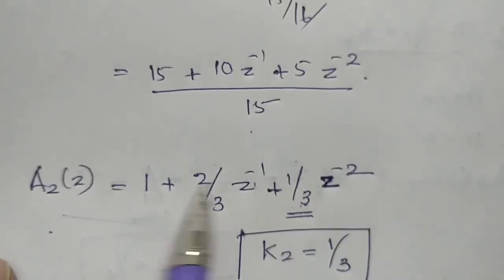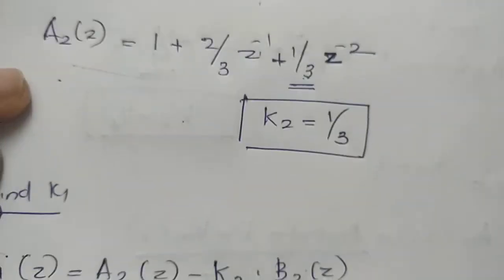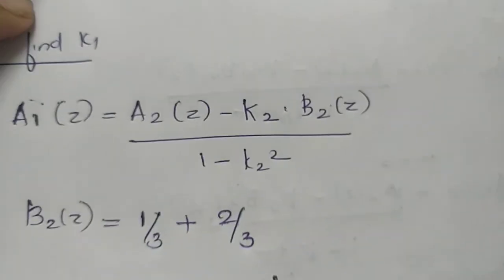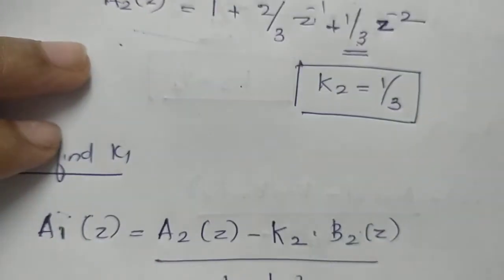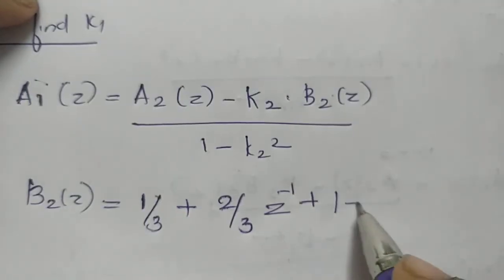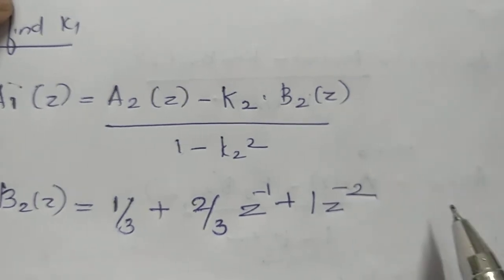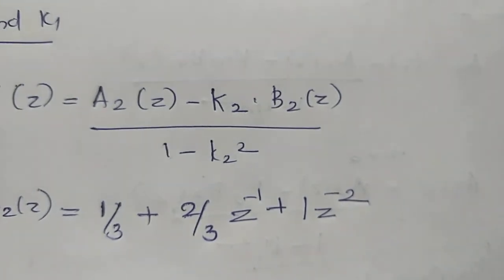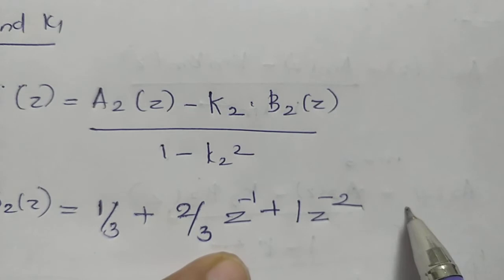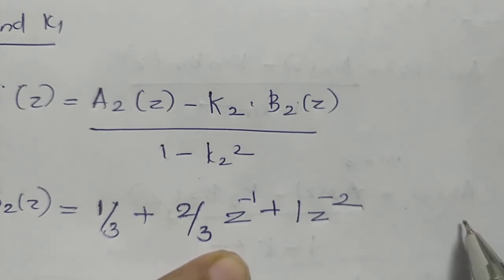If you consider it in the reverse direction, that is 2 by 3, then z inverse. Then the third term is 1, so plus 1 z raised to minus 2. If there is one more term, write a constant, then z raised to minus 3. Then plus another constant z raised to minus 3.